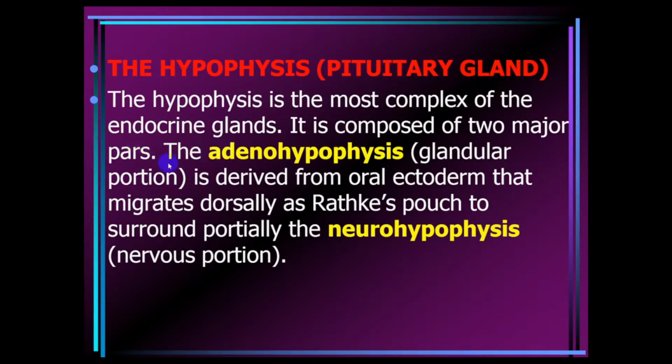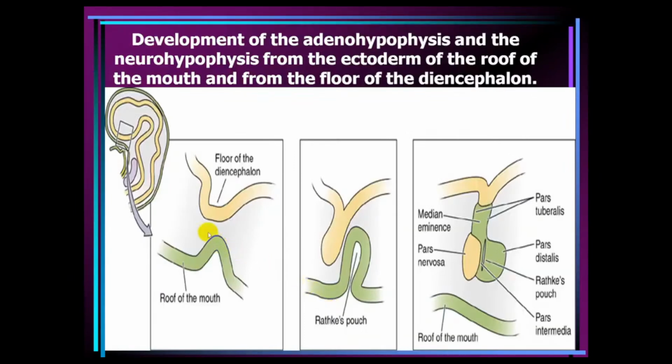So, the hypophysis is divided into two major parts. First, the adenohypophysis. It is the glandular portion, consists mostly of epithelial tissue, and it is derived from oral ectoderm that migrates dorsally as Rathke's pouch to partially surround the neurohypophysis, the nervous portion. That's why the hypophysis constitutes the adenohypophysis and neurohypophysis.